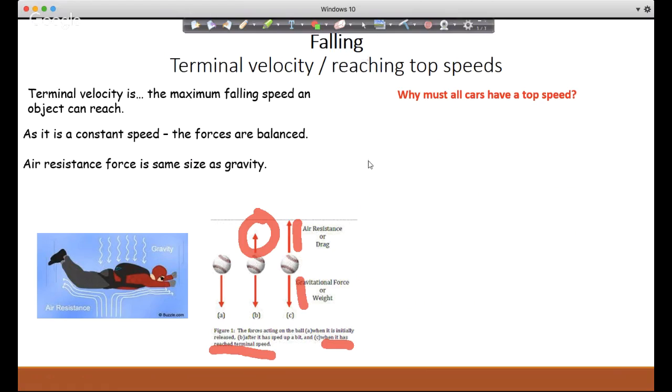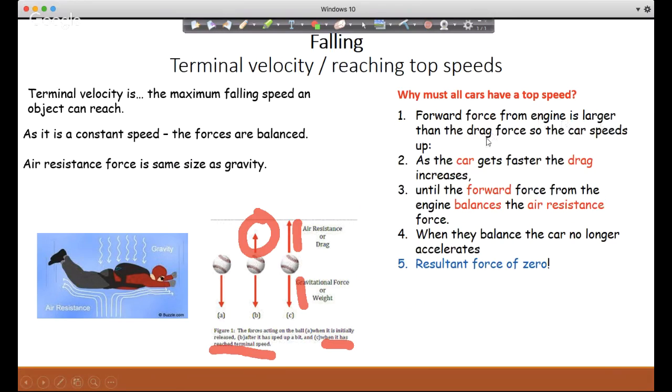So let's have a quick look at how we can explain that in words. Let's apply it to a car. Why must all cars have a top speed? Well, the forward force from the engine starts off as bigger than the drag force, because you're just accelerating forward. If you're going slowly, you've got a low air resistance. So the car speeds up.